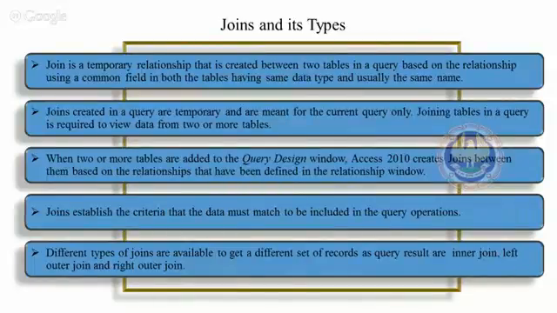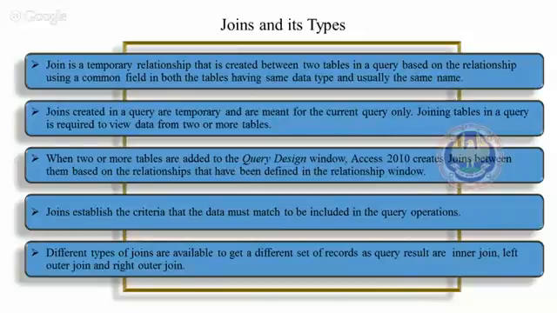Join is a temporary relationship that is created between two tables in a query based on the relationship, using a common field in both the tables, having the same data type and usually the same name. That means when you look at the join in the query design, you right click there and show them that these are join properties and not the edit relationship option. Joins created in a query are temporary and are meant for the current query only.